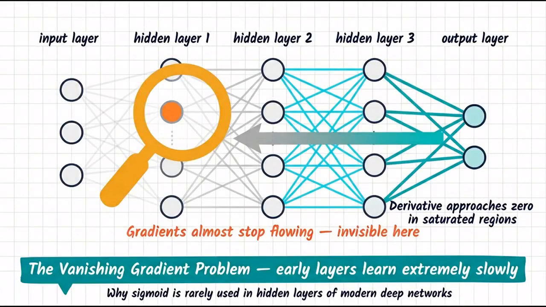Its derivative approaches 0 in these saturated regions, meaning gradients almost stop flowing during backpropagation. In deep networks with many layers, this causes the layers closest to the input to learn extremely slowly, the vanishing gradient problem. For this reason, Sigmoid is rarely used in hidden layers of modern deep networks.